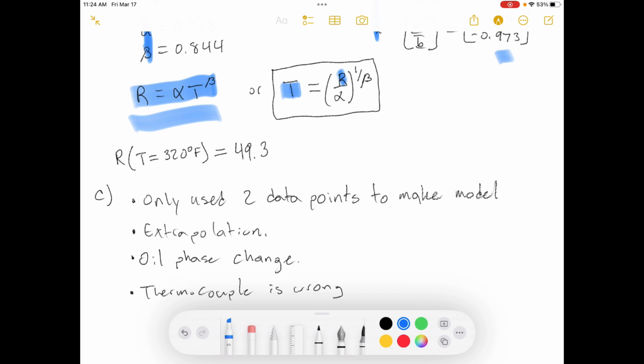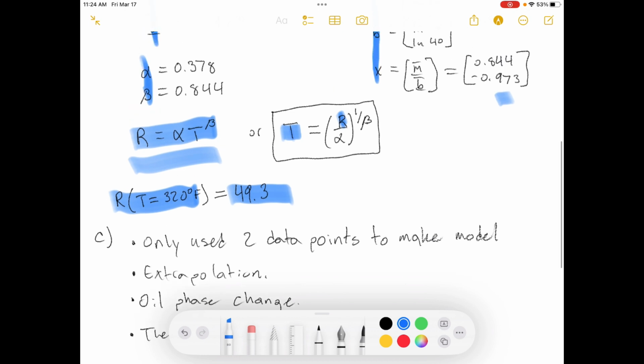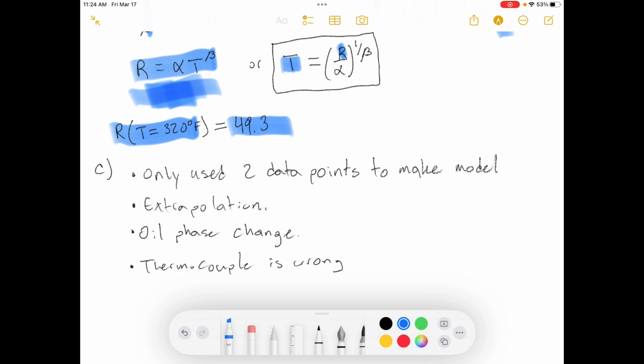Then for part B, they said, what does R equal when T equals 320? And I got 49.3, just using our equation here. All right, so for part C, it says, suppose you set the thermostat to the value of R calculated in part B, and the reading of the thermocouple mounted in the bath equilibrates at 295 Fahrenheit instead of 320 degrees Fahrenheit. Suggest several possible explanations.